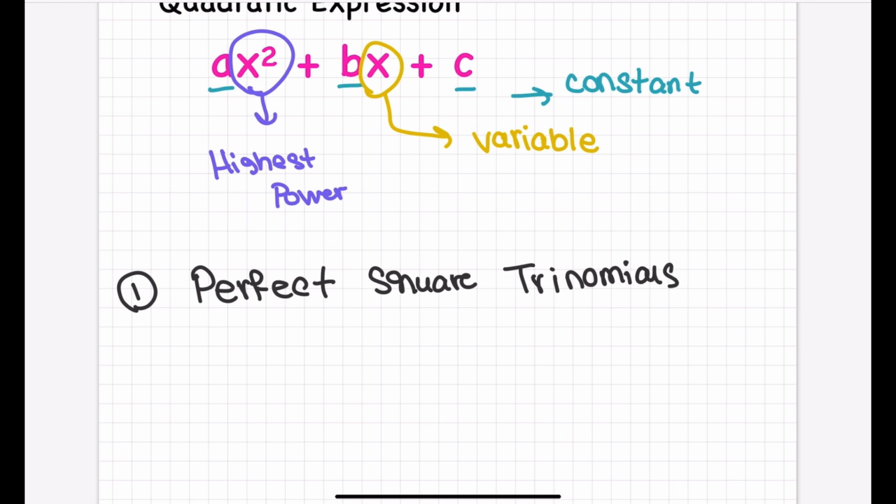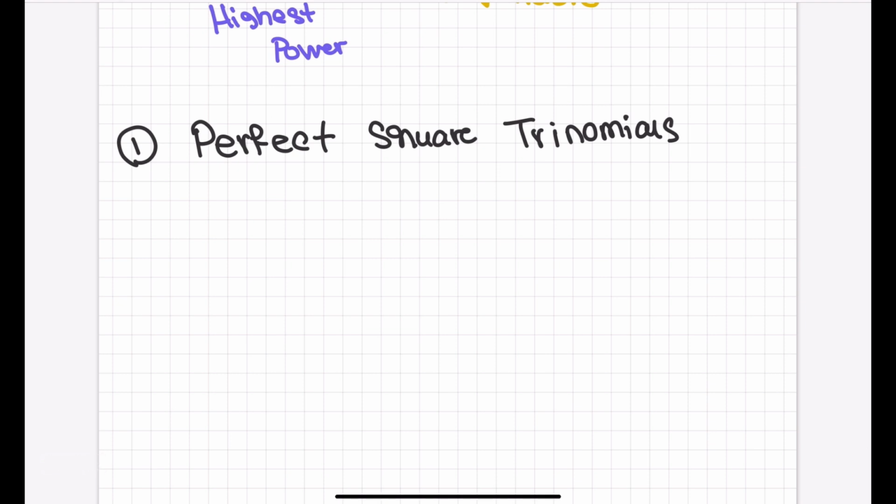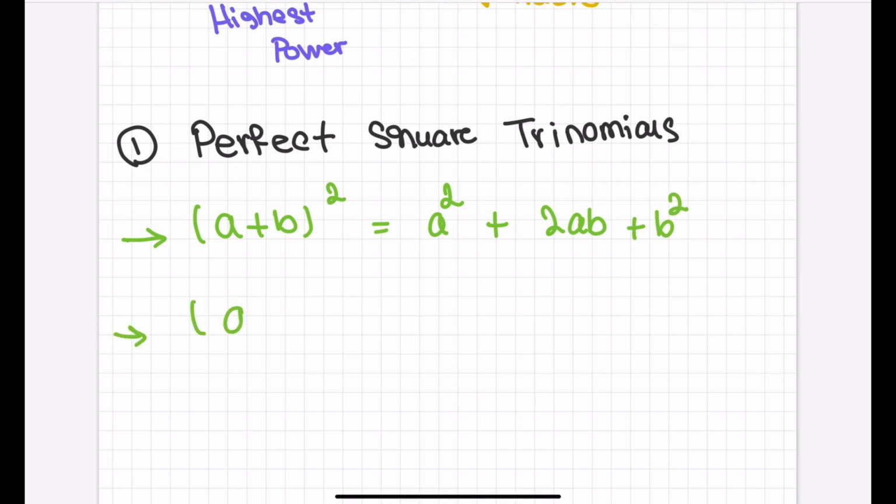If you remember, trinomials have only 3 terms, so this is why they call it perfect square trinomials. In the perfect square trinomials, there are 2 formulas that you need to memorize. The first formula is (a plus b) squared equals a squared plus 2ab plus b squared. The second one is (a minus b) squared, which equals a squared minus 2ab plus b squared.